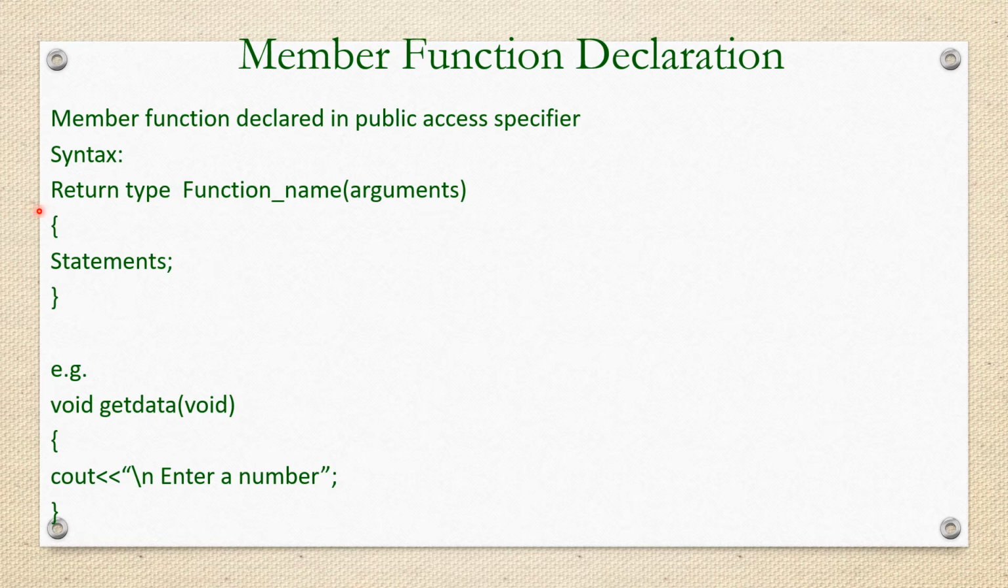See, if you are writing a function, the function will have a body, and how will you indicate that body? That body will have an opening curly bracket and closing curly bracket. So like this: void get data, cout, enter a number.